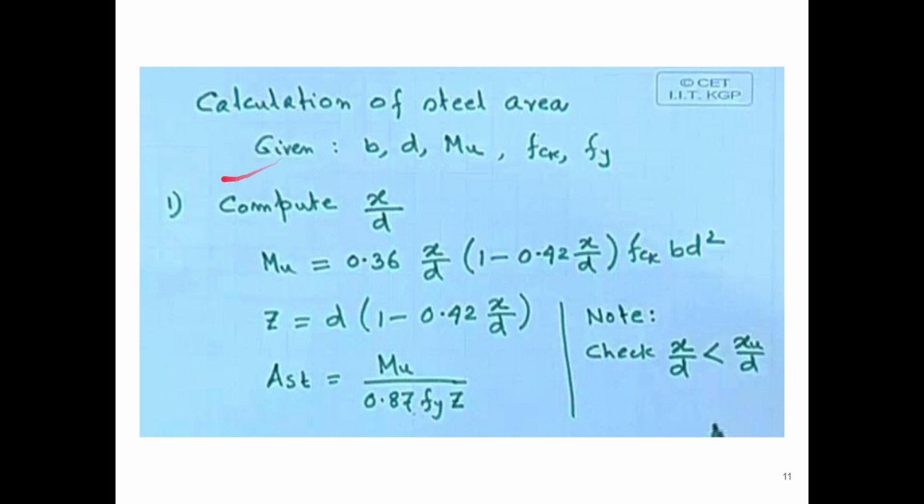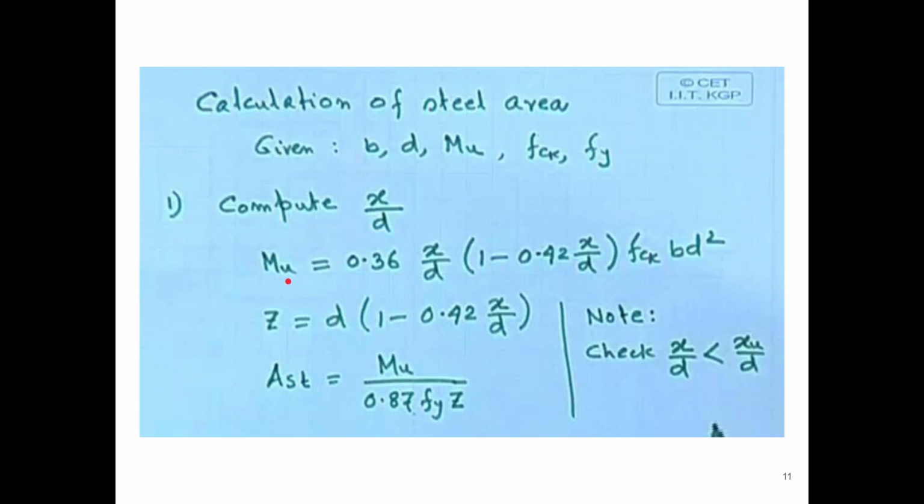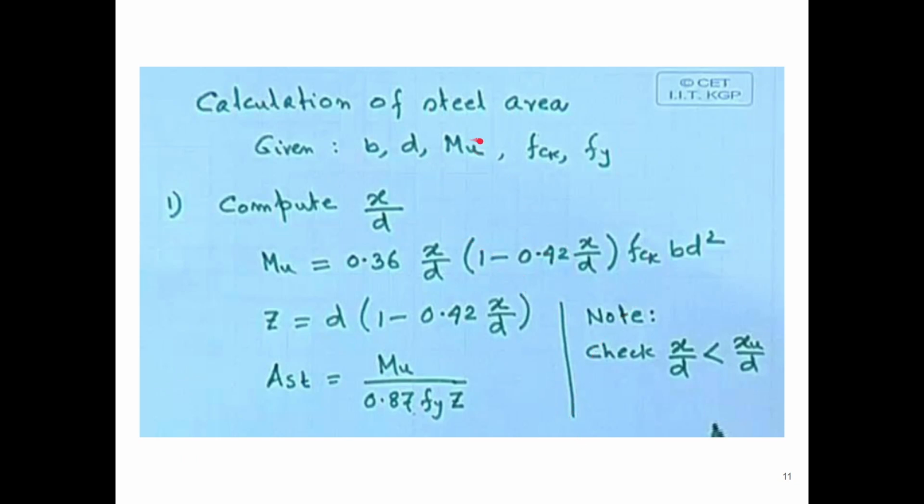Now let us see how to calculate the steel area. We initially have to find the x by d value using this, from the compression side. If we know the values of, for example, Mu, d, b, fck and fy, how do we find the steel area? Basically, we will compute x by d, then use this equation from the compression side. We know Mu, and z will be the lever arm, which we will calculate.